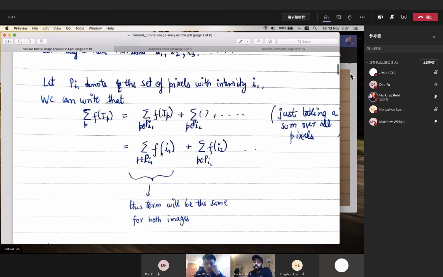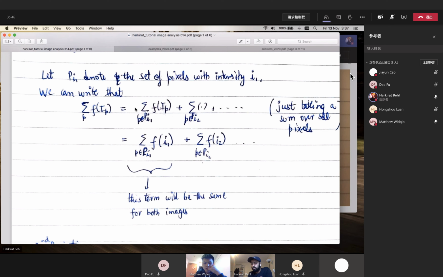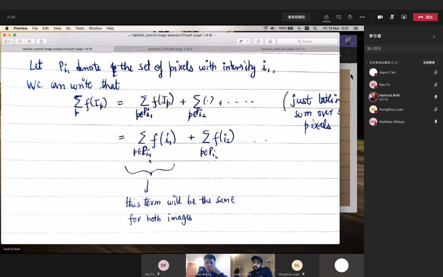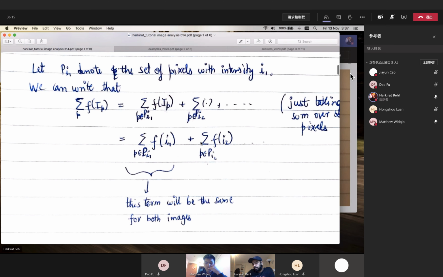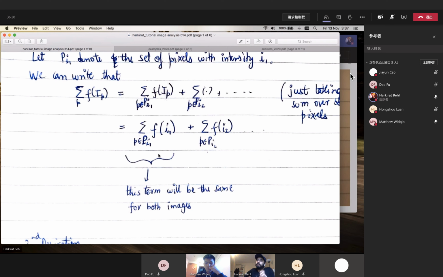Now let's have a look at one particular term. My claim is this is the summation over pixels with intensity I1 of f of I1. So f of I1 will remain the same for all the pixels within that intensity, because it is only a function of intensity. So I can take this out, and because I'm summing, this will be the number of pixels with intensity I1 times f of I1. Similarly, the number of pixels with intensity I2 times f of I2. Now, because in the two images the histogram is the same, the number of pixels with intensity I1 are the same.